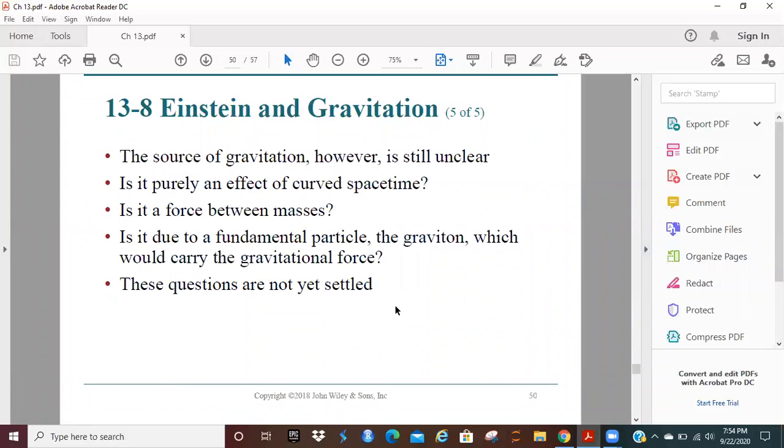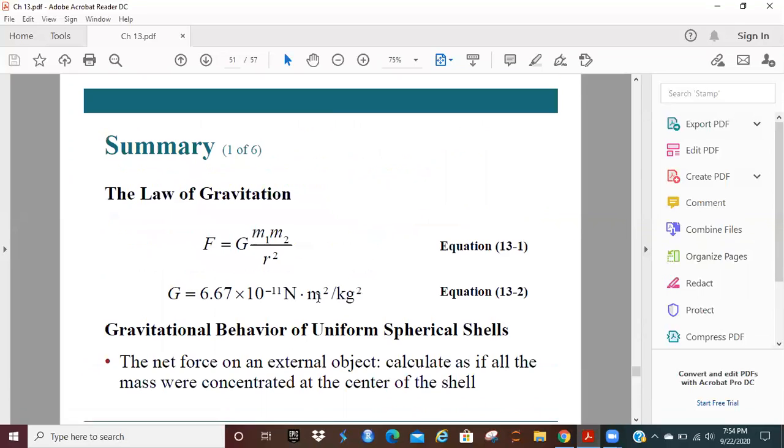The source of gravitation is still unclear. Is it purely an effect of curved space-time? Is it a force between masses? Is it due to a fundamental particle, the graviton, which would carry the gravitational force? We don't know, but we're always looking to try to find the answer.